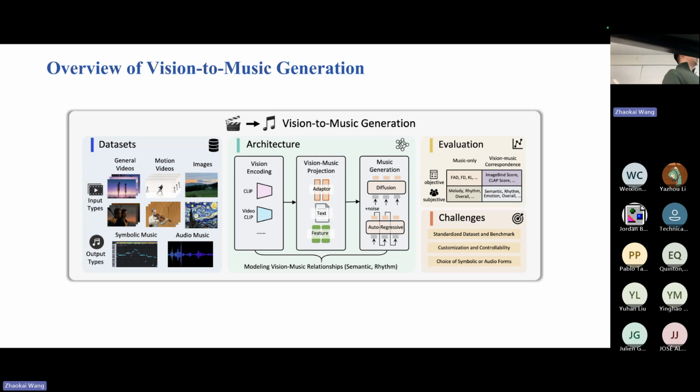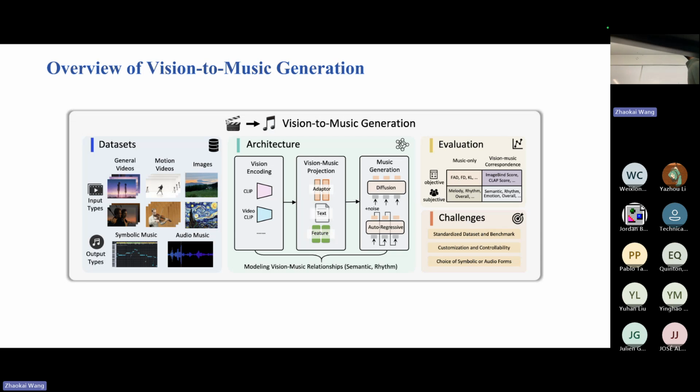And for the architecture, basically all of the methods in this area you can understand as 3 parts. The first part is video encoding, where you try to extract features from the video. And the second part is a projection module. It tries to map the features of the video encoding into the music generation module. So finally, the music generation module tries to generate music.